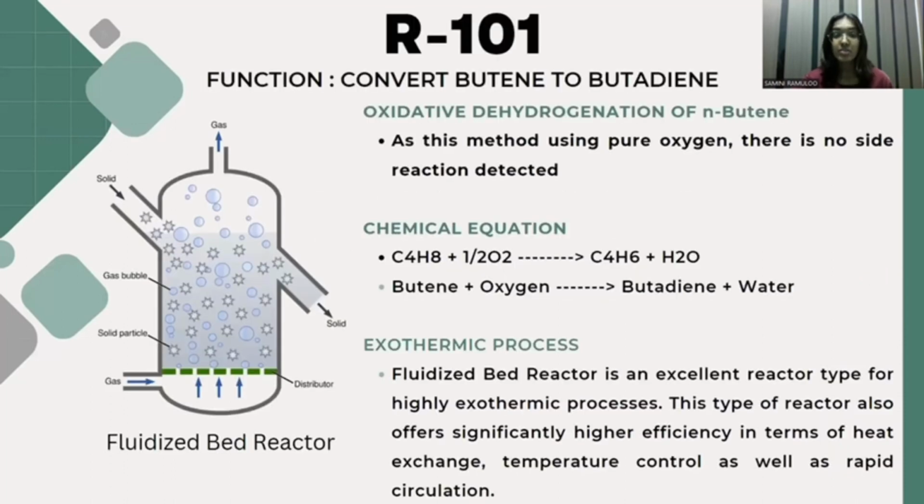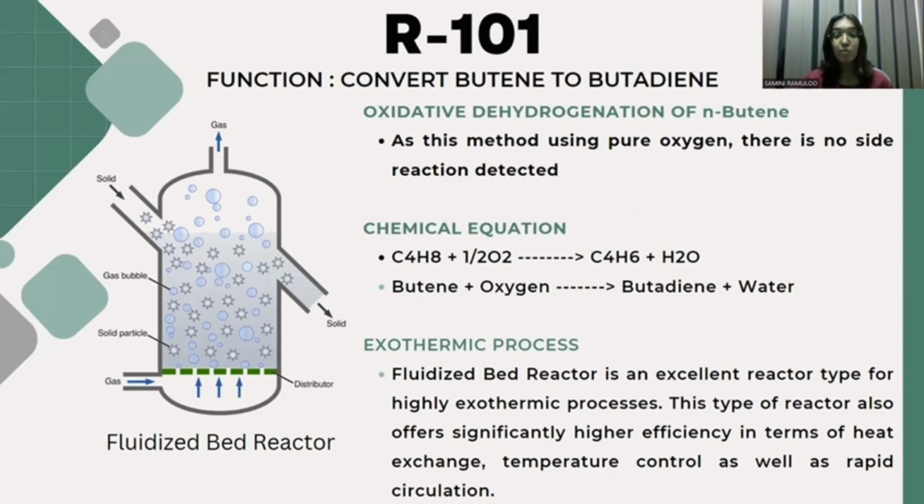The first unit is the reactor, which functions to convert butane into butadiene. The reactor that we used is a fluidized bed reactor that uses the oxidative dehydrogenation method of n-butane, and this method uses pure oxygen and there is no side reaction detected. As for the chemical equation, the butane reacts with oxygen to produce butadiene and also water.